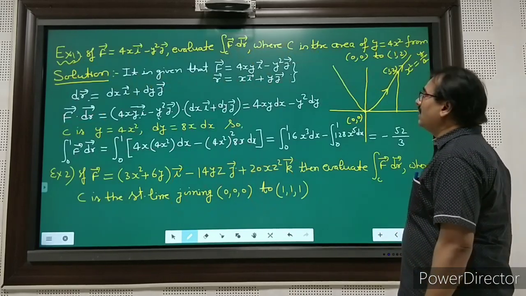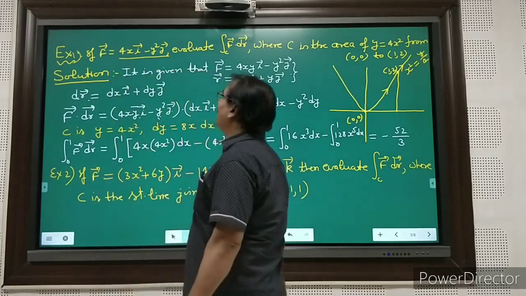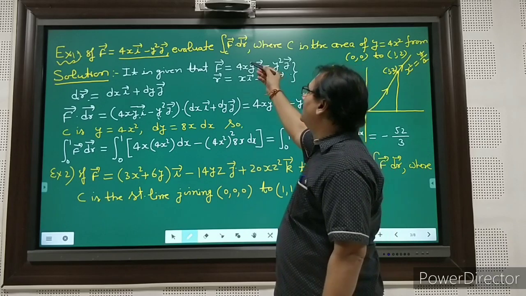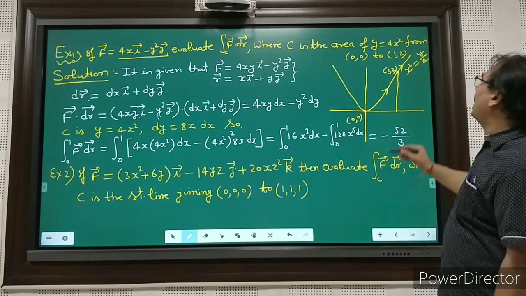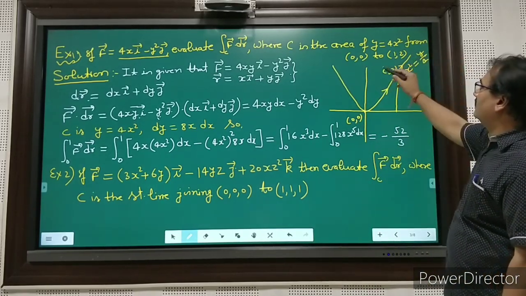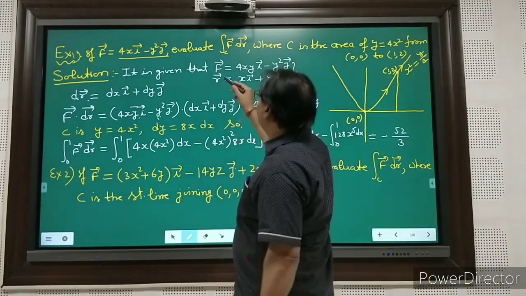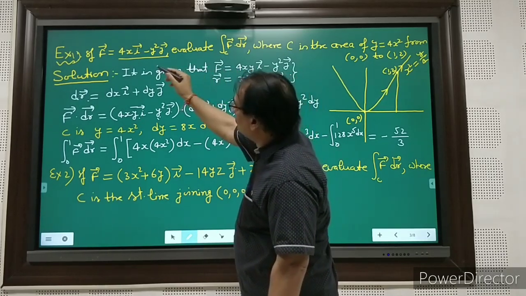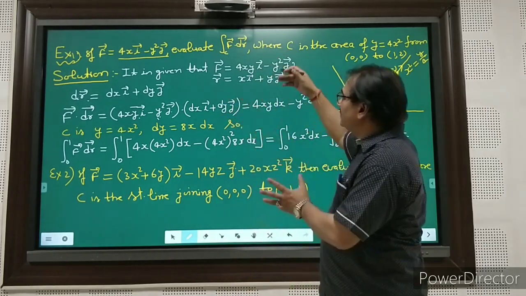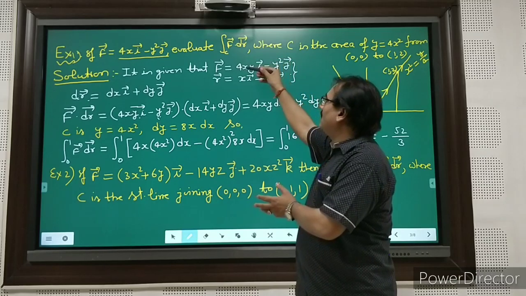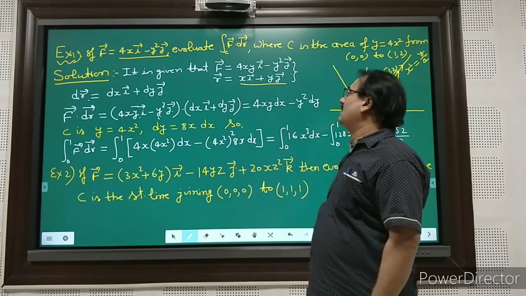Now we can look at the problem. One simple problem: if f is 4xy i minus y square j, then evaluate the integral of f dot dr under the closed curve C, where C is the arc of y equal to 4x square from (0, 0) to (1, 2). That is given. So how will you go ahead? It is given that the function f is 4xy i minus y square j. Then what is the position vector? There is no k component, k is absent. Then the position vector you can write as xi plus yj.